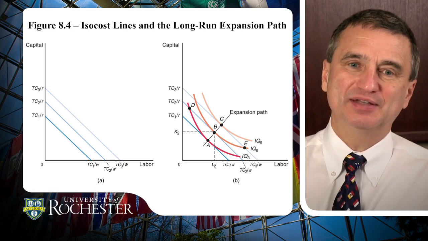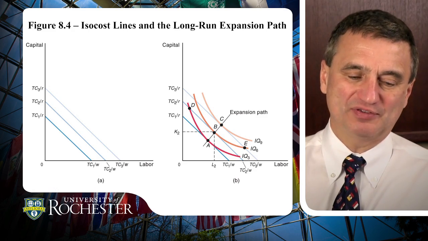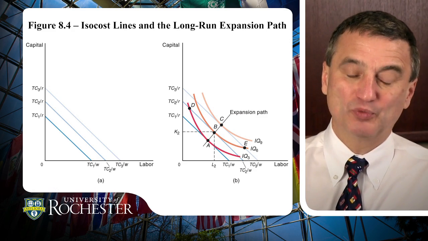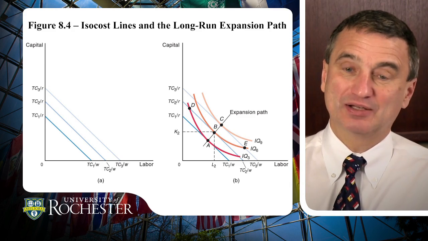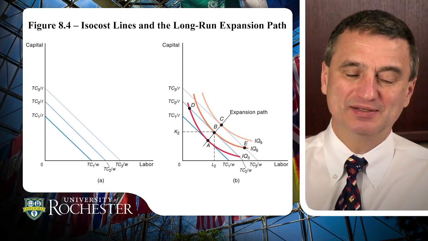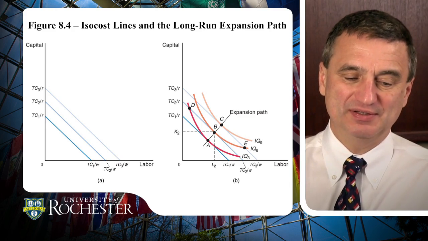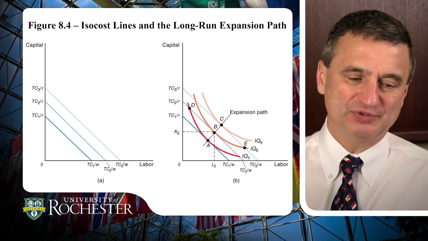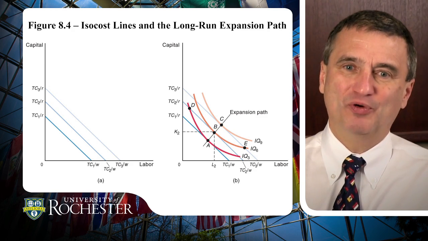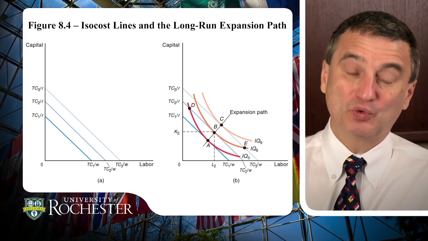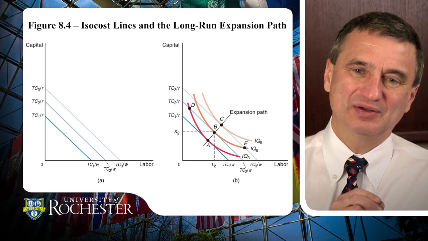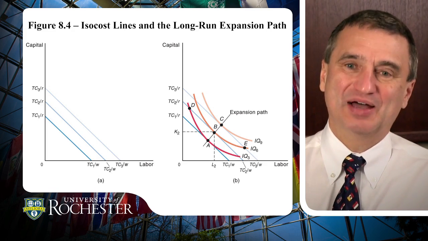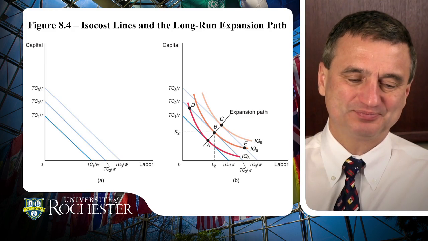Points A, B, and C identify the least costly way to produce successively higher levels of total output. Point A is where we can produce an output of 3 at lowest cost. Point B, an output level of 6. Point C, an output level of 9. And each of them involve, as you can see, a tangency point. The isoquant has the same slope as the isocost line that just allows us to reach that isoquant.